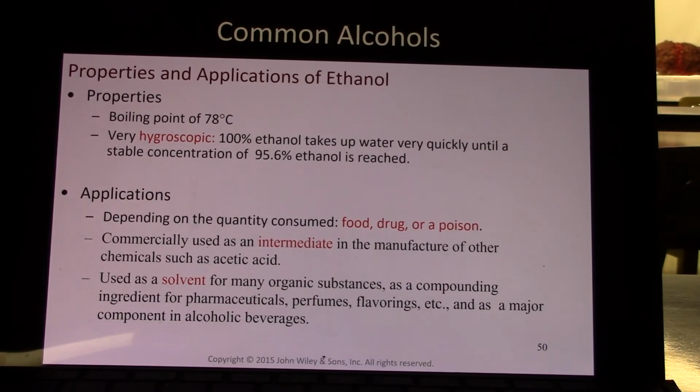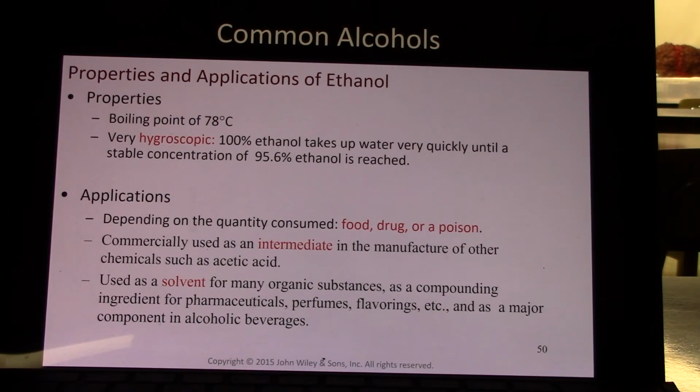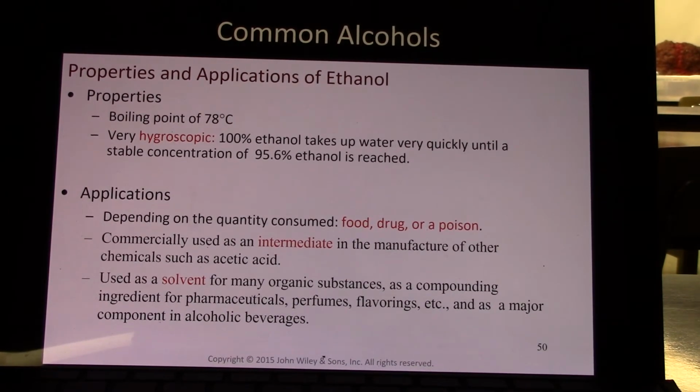Depending on the quantity consumed, it can be considered a drug or a poison. And again, it is poisonous if enough of it is consumed. It is a depressant, and in the end, it depresses a person's respiratory system so that they actually stop breathing, and that's the cause of death from alcohol overdose.